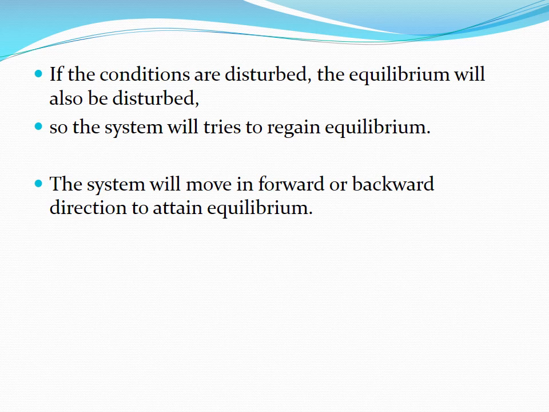So it means that for attaining the dynamic equilibrium, we have to maintain moderate conditions of temperature, pressure, volume, catalyst or the open and closed system. After that dynamic equilibrium will be established.